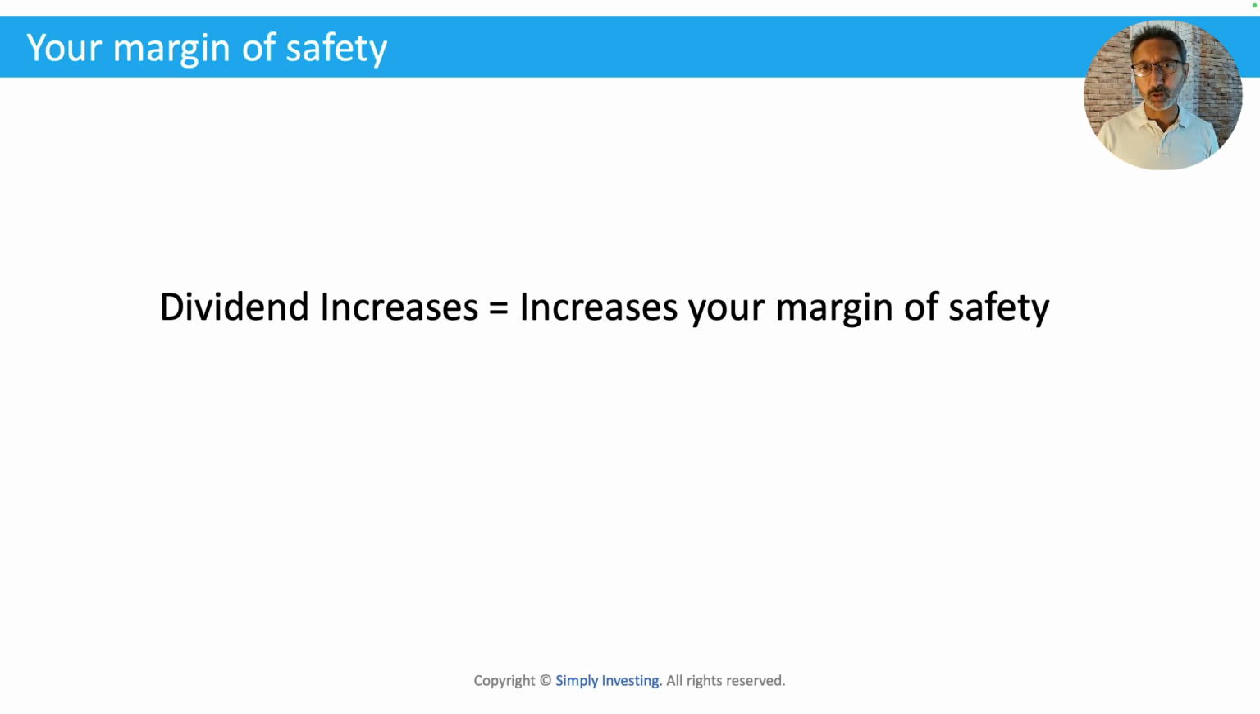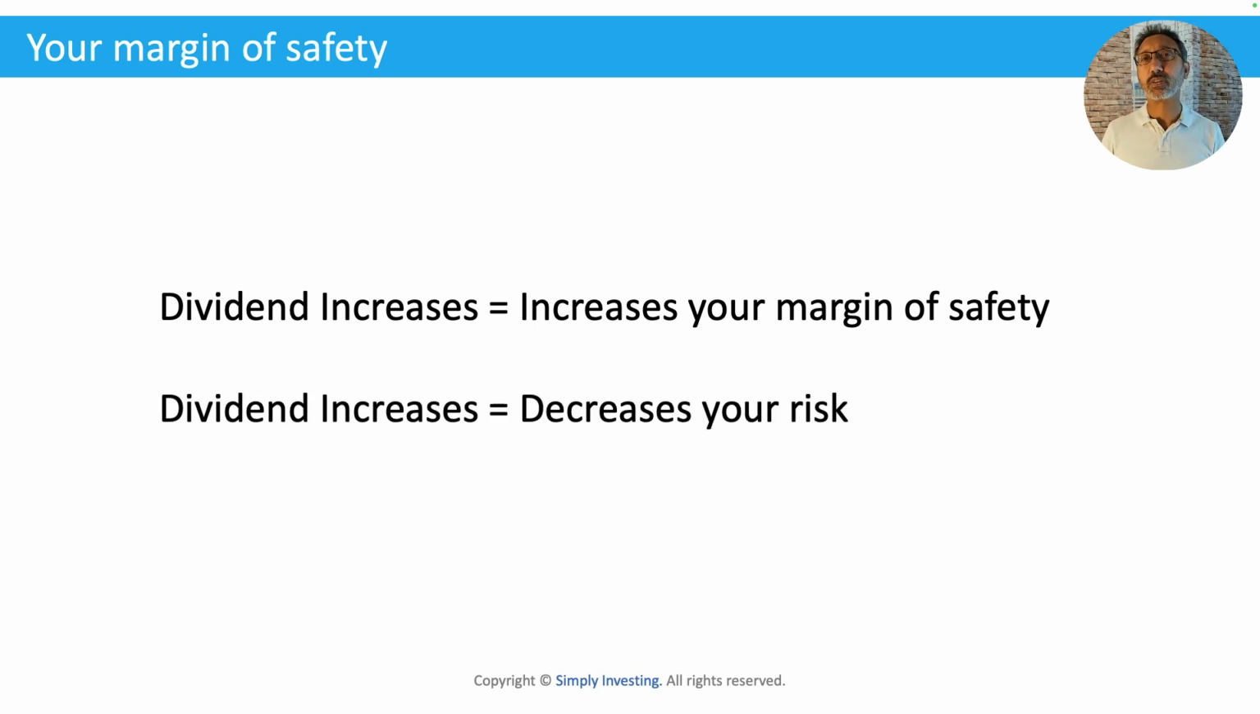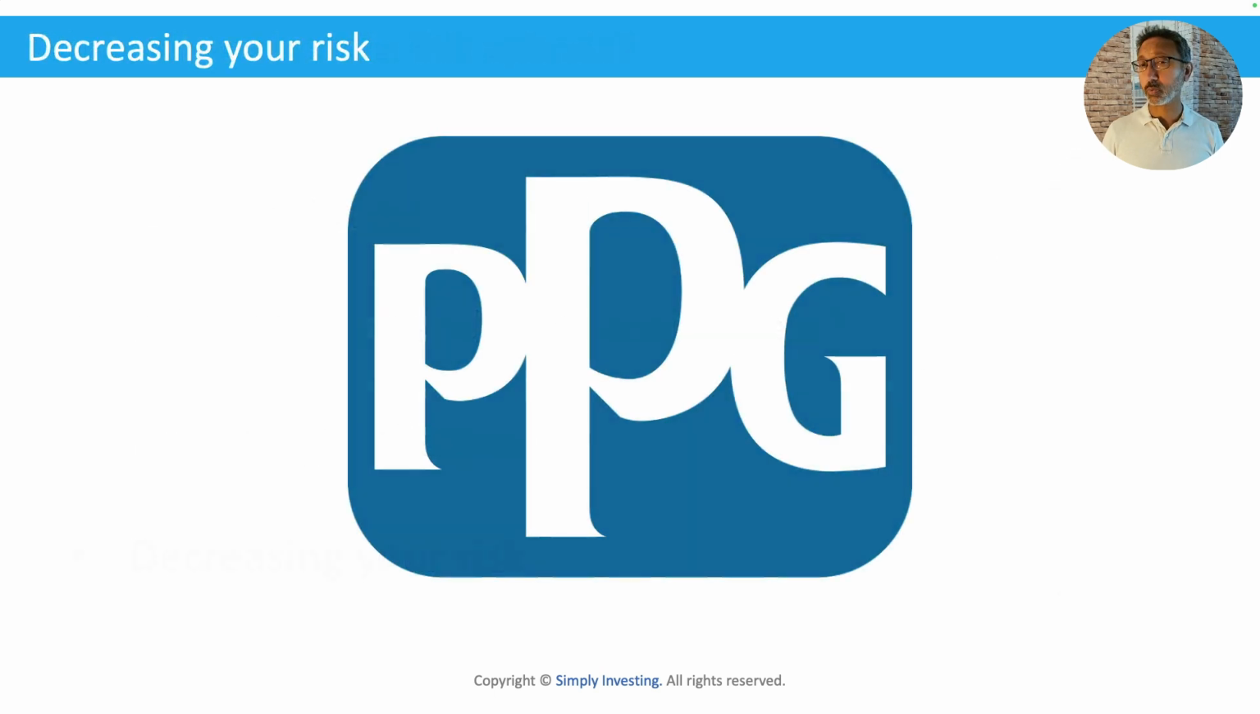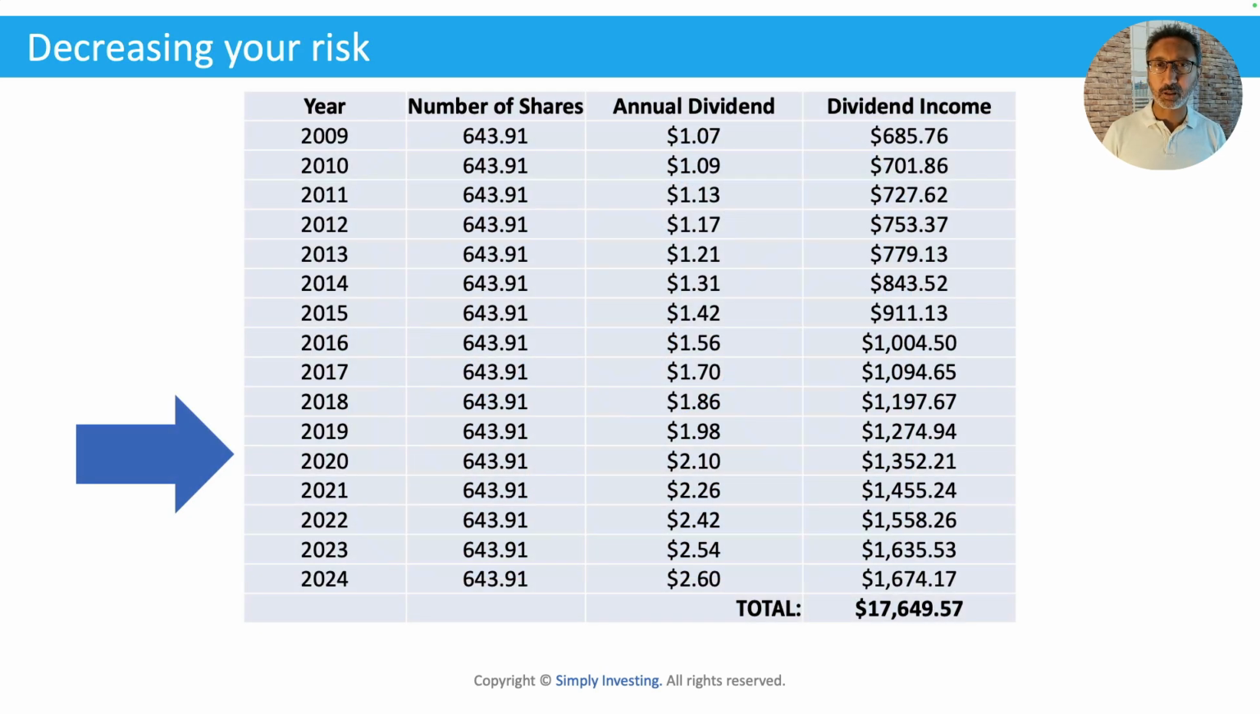So, like I said before, dividend increases are going to provide you with an increase in your margin of safety. Dividend increases are also going to decrease your risk. And we're going to take a look at that right now in our final topic in this episode, decreasing your risk. Again, we're going to look at the same company, PPG. This is the same table I showed you earlier. And you can see here in 2009, the dividend was $1.07.